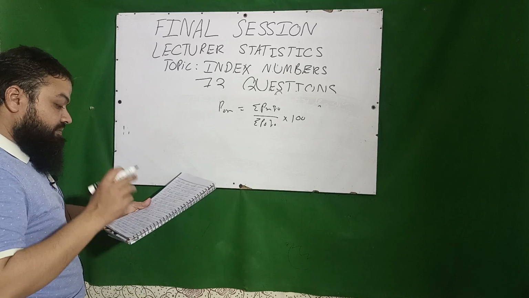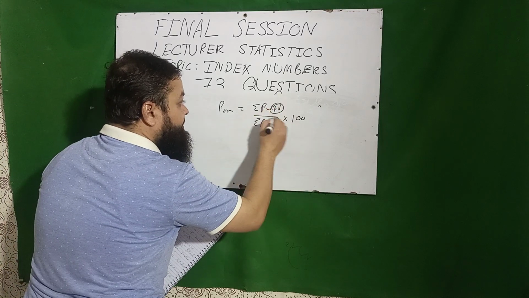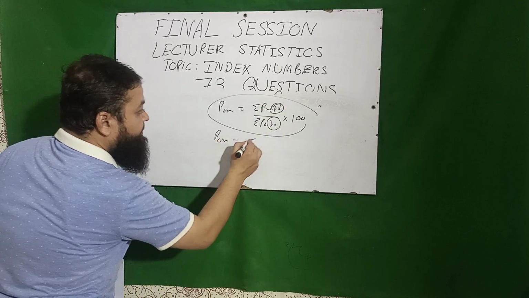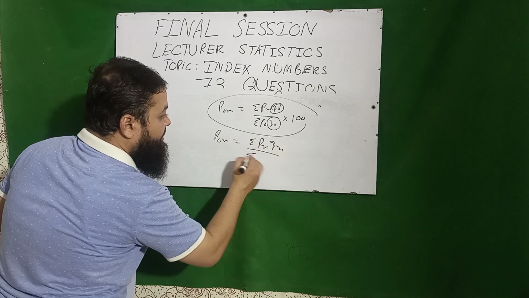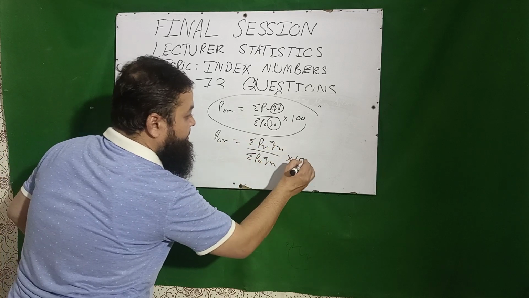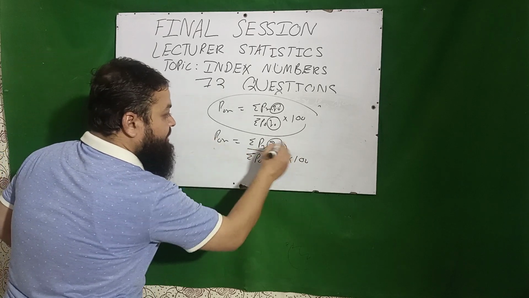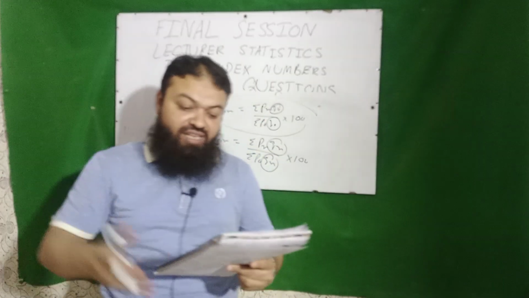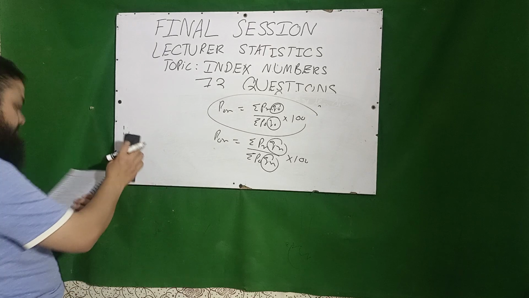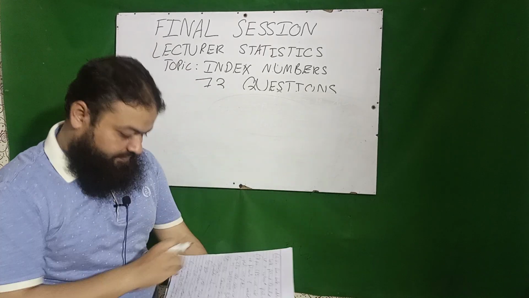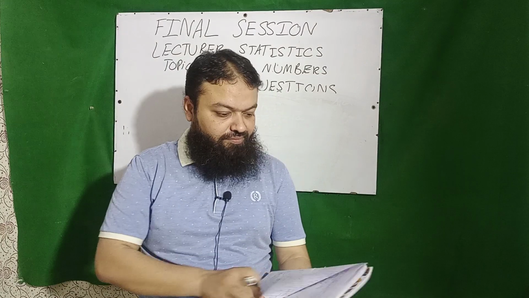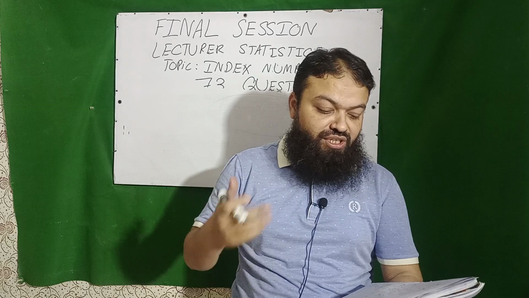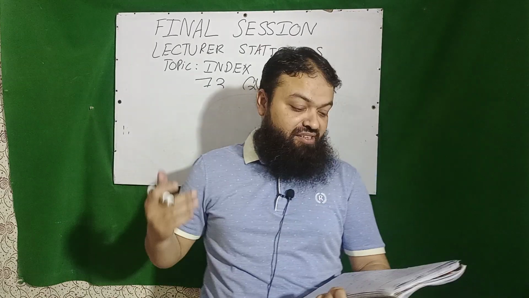The statement is base year quantities, these are base year quantities, are used as weights in Laspeyres' formula, and in Paasche the formula is summation Pn Qn over summation P naught Qn multiplied by 100. In Paasche's formula, current year quantities are used as weights. A very important question of the paper as well as the interview. Which index number helps the government to make price policies to control the prices? CPI, consumer price index numbers.